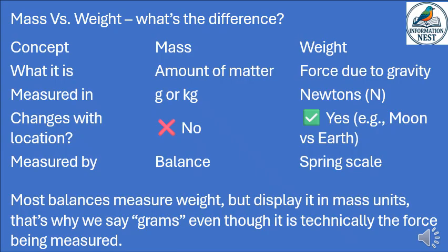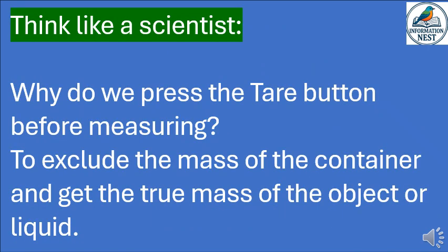Let's keep going. Science is about seeing the invisible forces that shape our world. Have you ever wondered why we press that little button called tare before measuring something on a digital scale? It's not just for show, it's pure scientific genius in action. Imagine you're trying to measure the mass of sugar in a bowl. If you just plop the bowl onto the scale, you will get the mass of the bowl plus the sugar. That's not helpful, right?